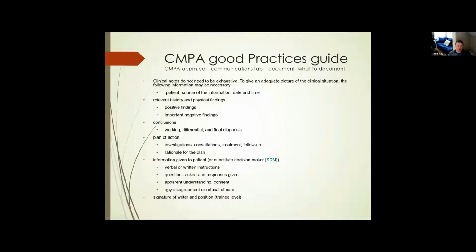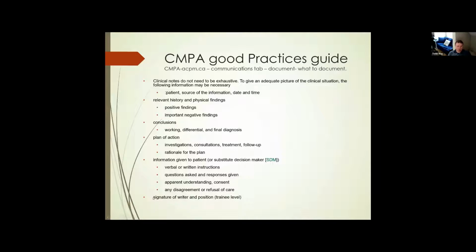I think we all do a pretty good job on the second last point, and that is that if there is a refusal of care or if there's a disagreement with the patient, I think it's important to document that clearly at the time, because these are the charts that are most likely to come back as a complaint or legal action. And last but not least, the signature of the writer and the physician. So sometimes when I look at the chart, I have no idea who saw the patient because there are some signatures that I don't recognize. CMPA suggests that if your signature is not legible, and I don't mean that in a negative way.